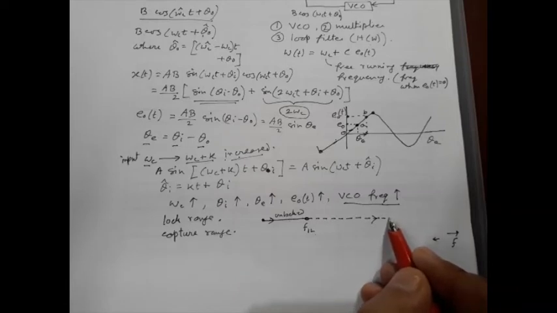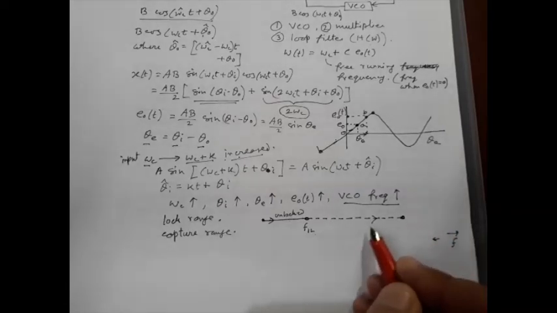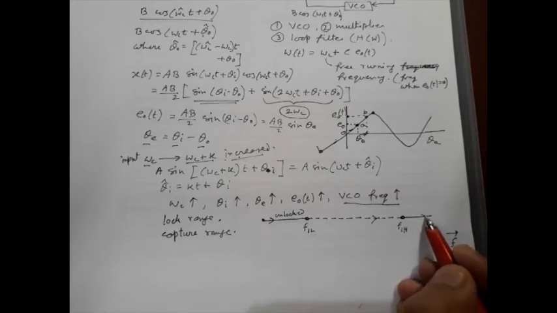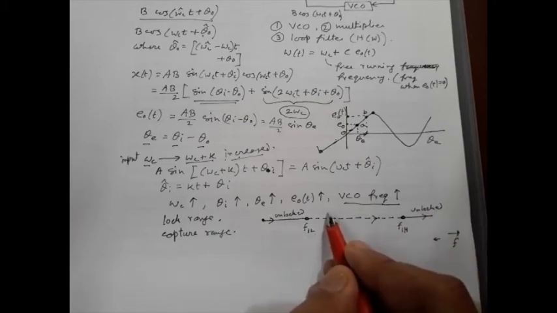At a certain point of time, suddenly it will release the lock, at frequency say f1H, and then if we increase the frequency, it will be unlocked again. So this condition is the locked.